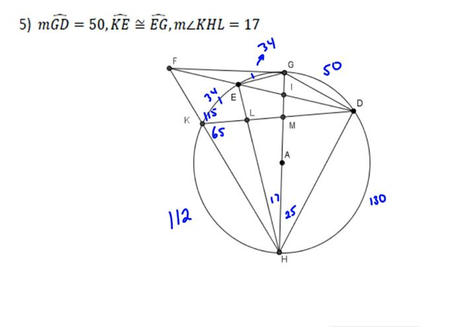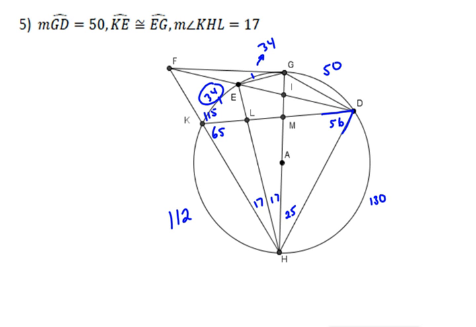If that arc's 112, we know that the angle down here is the inscribed angle, so half of 112 is 56, so this angle is 56. We also know this angle is 17 because we had this arc 34. Now we can go through and find out the rest by just using some of the things we know about arcs.